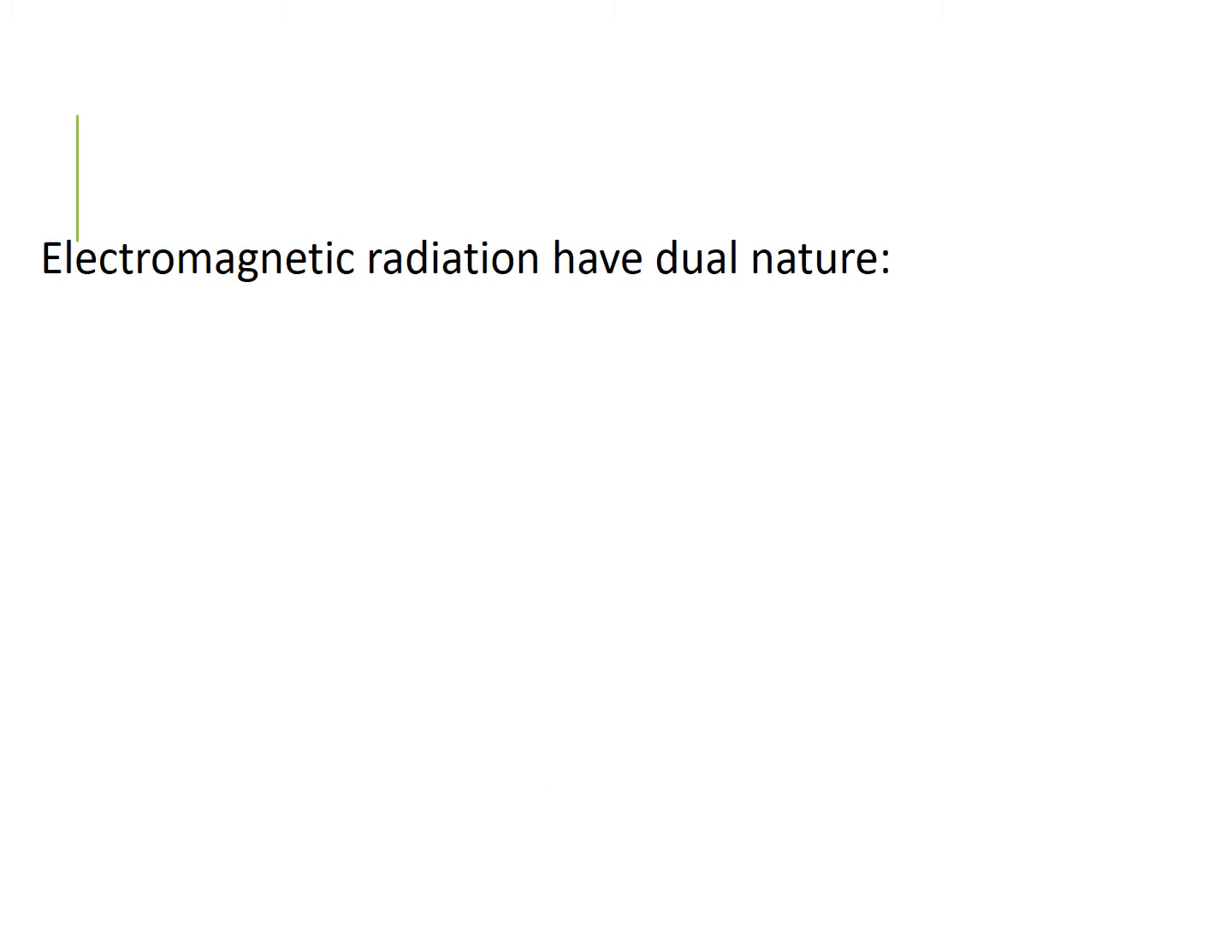Now, electromagnetic radiation has dual nature. Dual means two types of nature. It can behave as a wave. It can also behave as a particle.